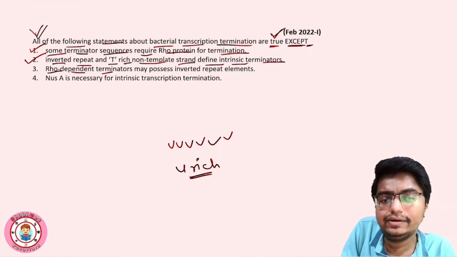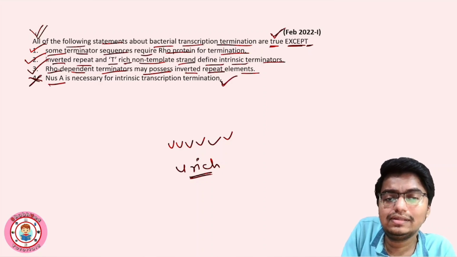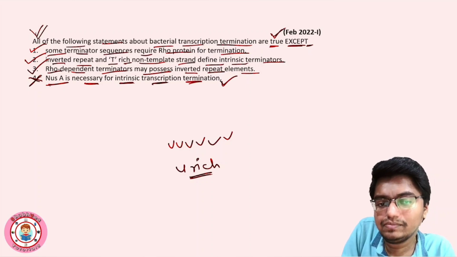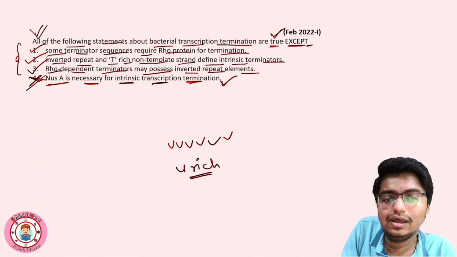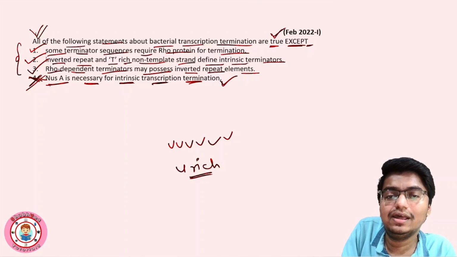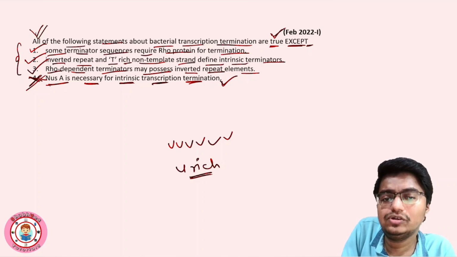So these are correct. Rho dependent terminator may possess inverted repeat elements. ये भी करेक्ट है. If this क्या करेक्ट, ये wrong होगा तो ये हमारा आंसर होगा. Okay, NusA is necessary for intrinsic transcription termination. So we have not seen about NusA. हमने ये 3 points पढ़े हैं in a topic. So first 3 statements are 100% correct. So 4th option wrong होगा, right?